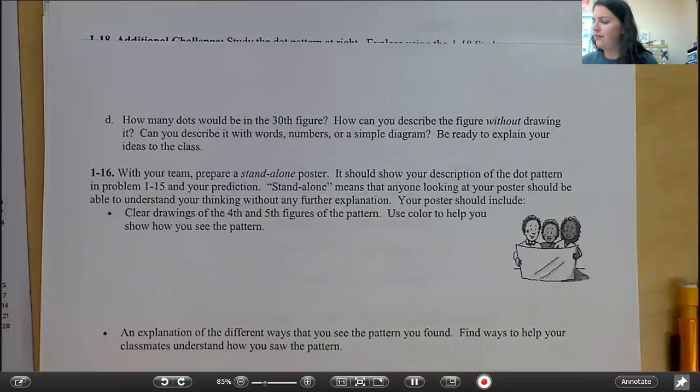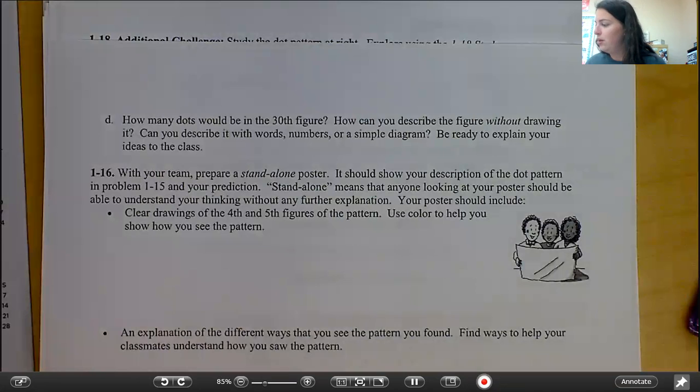Finally, part D, you're kind of out of room, but part D says how many dots would be in the 30th figure? How can you describe the figure without drawing it? Can you describe it with words, numbers, or a simple diagram? Be ready to explain your ideas to the class.